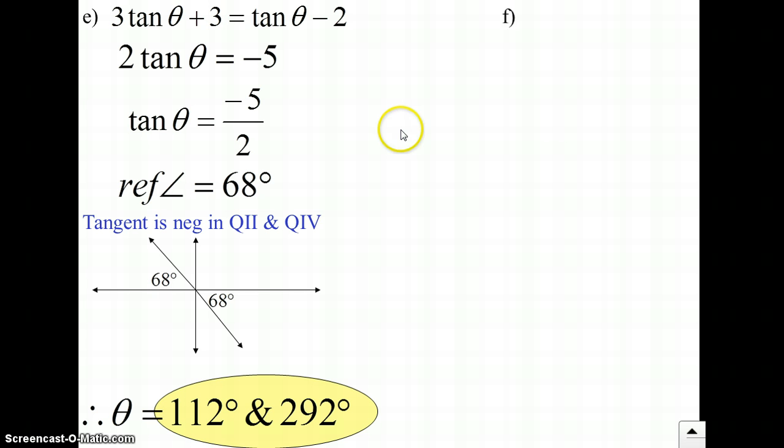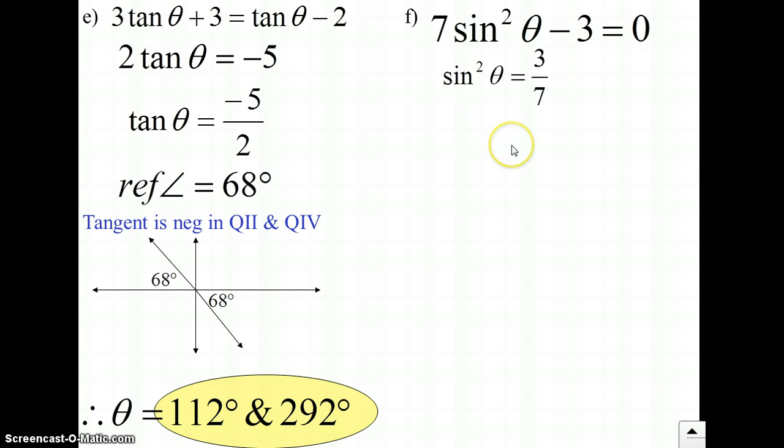Let's look at a little more difficult one, something like F. 7 sine squared theta minus 3 equals 0. Well, again, I want to solve for sine theta, so I can find my reference angle. So I'm going to add 3 to both sides, and I'm going to divide by 7. Add 3, divide by 7. I get sine squared theta equals 3/7.